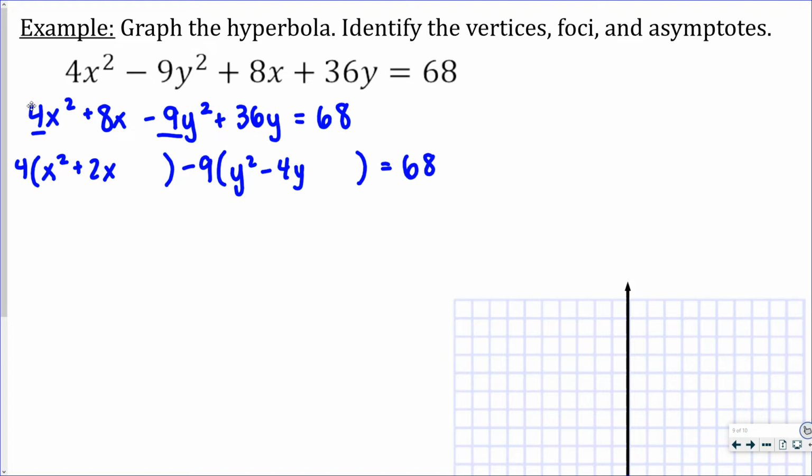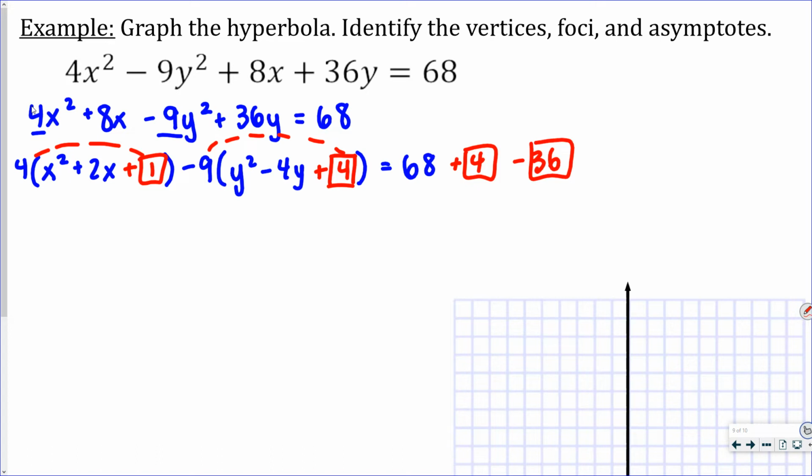And now we complete the square. Half of 2 is 1. 1 squared is 1. Half of negative 4 is negative 2. Negative 2 squared is positive 4. James, what am I actually adding here? 4, so I need to add 4. Minus 36. And negative 36. This would factor into 4 times x plus 1 squared minus 9 times y minus 2 squared equals, what do those numbers add up to? 36?